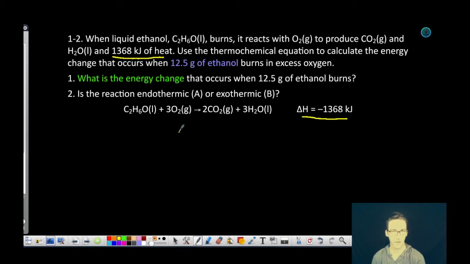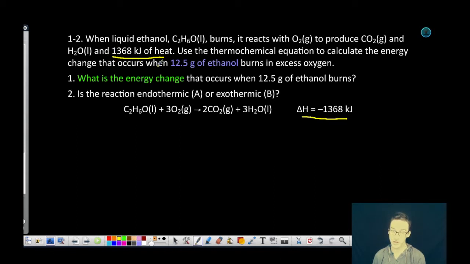We're going to do some quick problems here. I promise they're short and sweet, and you should have a pretty solid understanding of these things from first year chem. As we look at the first two problems, it says when liquid ethanol, C2H6O, burns, it reacts with oxygen gas to produce carbon dioxide and water, and 1,368 kilojoules of heat.